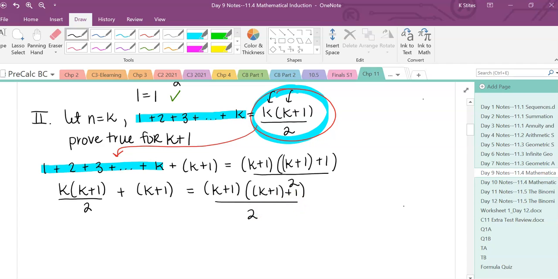Essentially what we're now going to do is get the left side equal to the right side. If you look on the right side, you see this is one common denominator here, so I need to get a common denominator on the left. So I'm going to multiply by 2 over 2. And now I can combine those. I have k plus 1 plus 2 times k plus 1. And again, this side over here, you're just going to rewrite it. I know it's a pain.